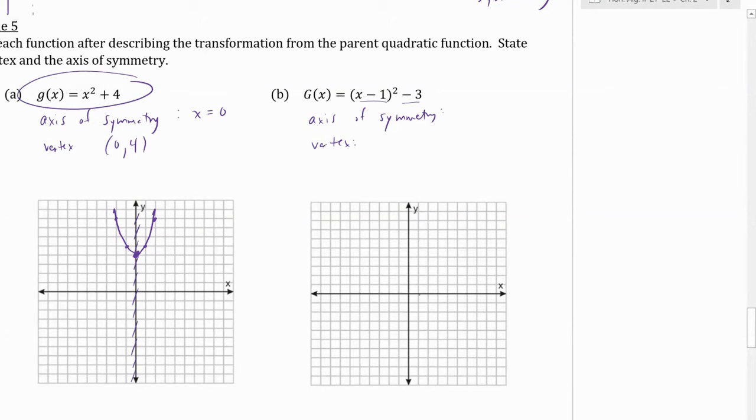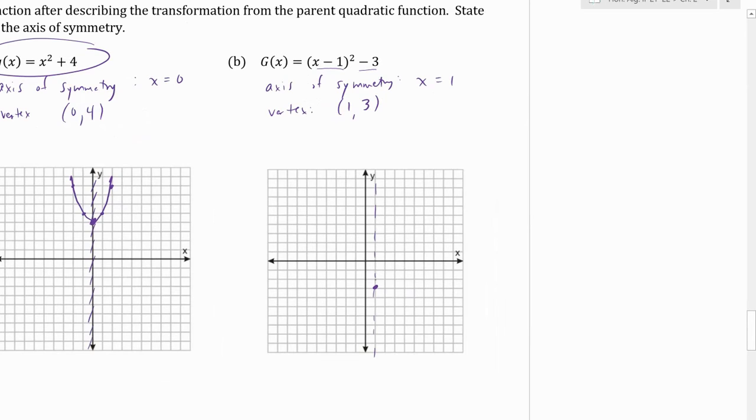So when I go 1 to the right and start drawing in a parabola, there's the line that cuts it down the middle. And I'm going to go down 3 and put my vertex. It's opening up, usual shape, over 1, up 1, over 2, up 4, over 3, up 9. See why I like to have the axis of symmetry on there? Because I'm just imagining flipping it over.